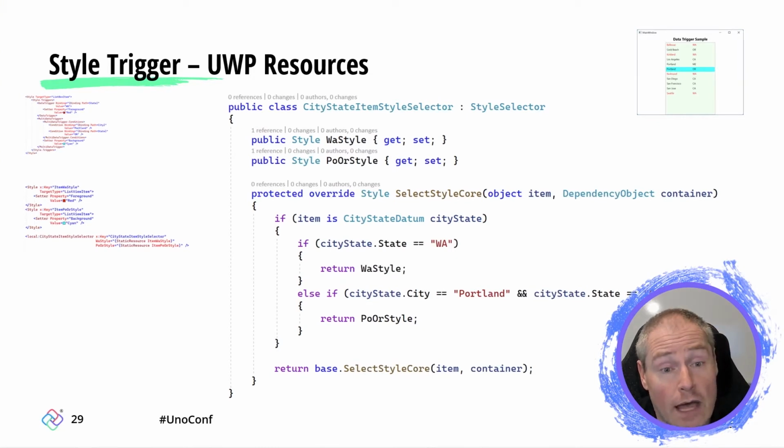We're implementing from StyleSelector. We have our two properties for our various styles, and then we're overriding SelectStyleCore, which is then evaluating our business logic. We're getting passed in the type that is being displayed. So we've got item, we're casting that over to our city state, and we're then checking the values. If the state is Washington, we're returning the Washington style. If it's Portland and it's Oregon, then it's going to return the Portland, Oregon style. Otherwise, it's going to return the default style for the item.